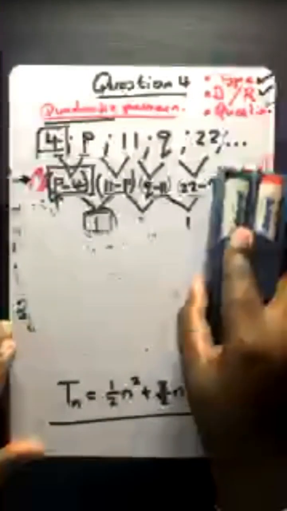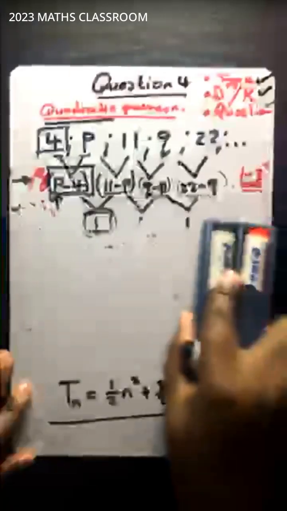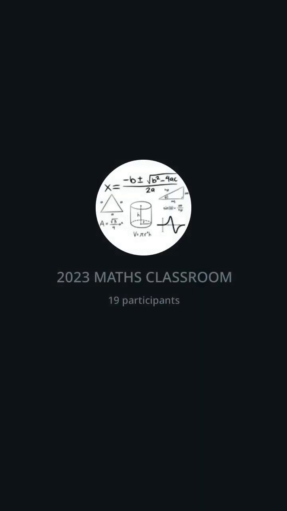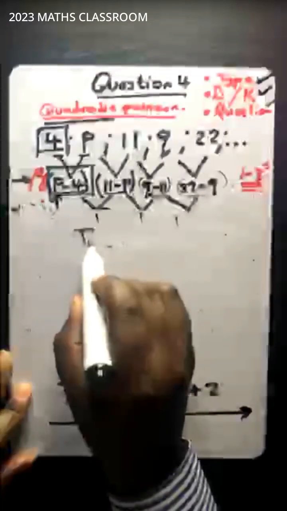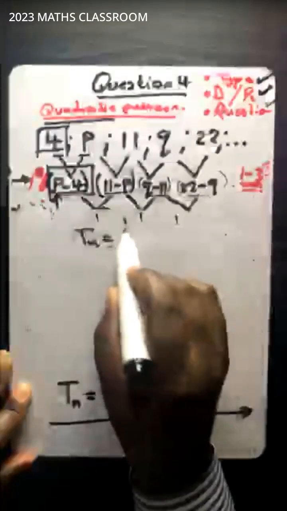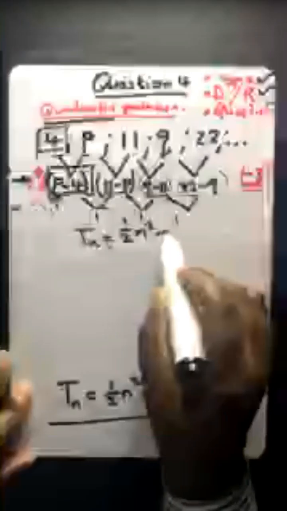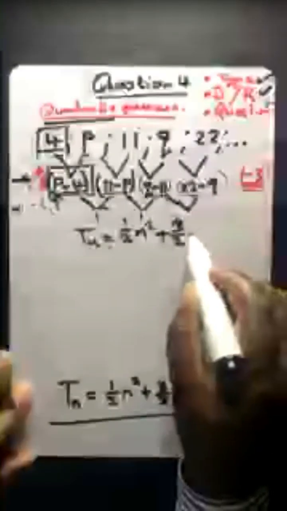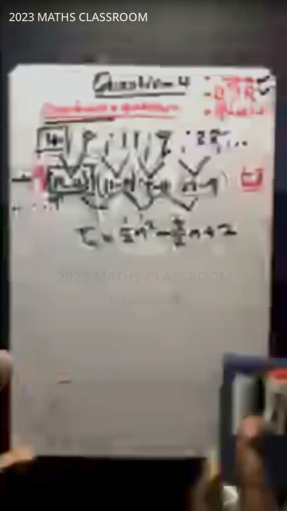Okay, so now let's see if we can move on to the next question. I think we need that. So let me just write it somewhere where we'll easily access it when we want it. So we said we have the general formula Tn equals half n squared plus 3 over 2 n plus 2. Okay, so now moving on to the next question.